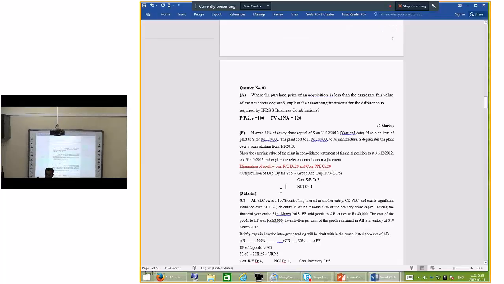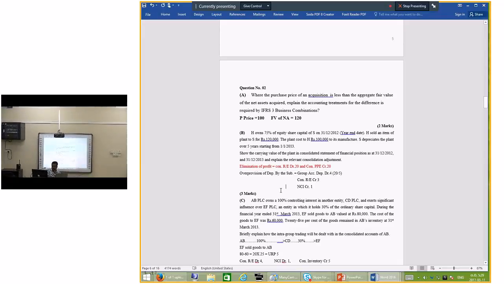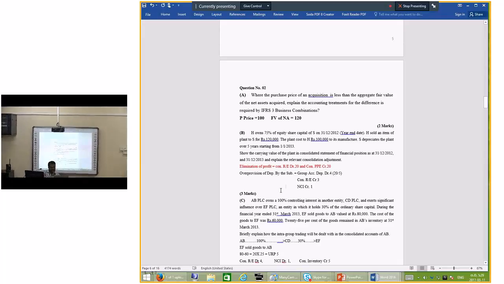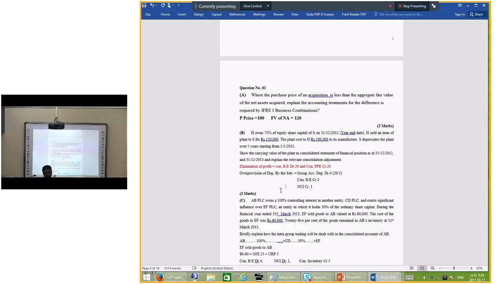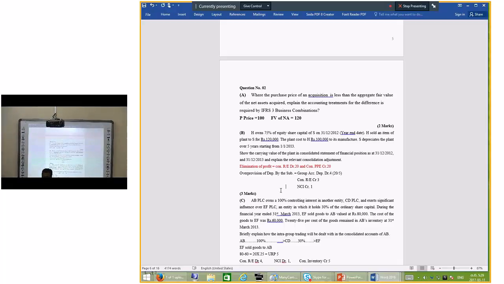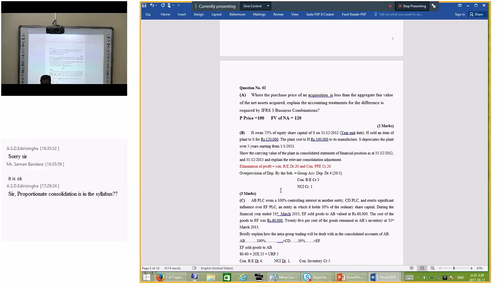Right, second point. Overprovision of depreciation by the subsidiary. The subsidiary has done the overprovision. That's why I said buyer's retained earnings debit. There are two methods actually. Here I have taken one way, and there is another alternative answer for this. Don't worry about this.